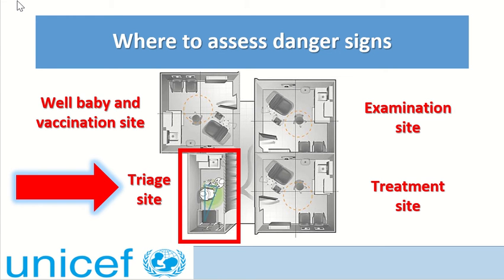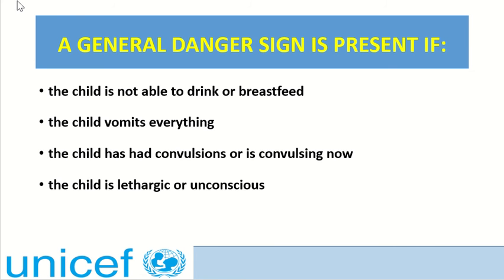This is the patient flow. Firstly, we should assess the danger signs at the triage site. Just to remind you about the general danger signs: if the child is not able to drink or breastfeed, vomits everything, has had a convulsion or is convulsing now, or is lethargic or unconscious.